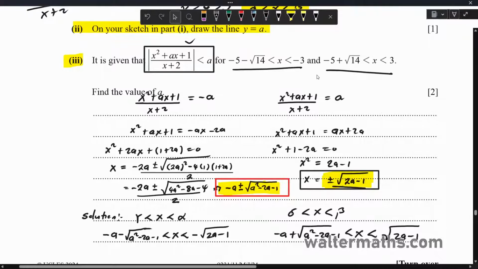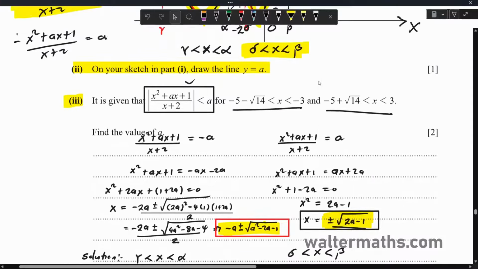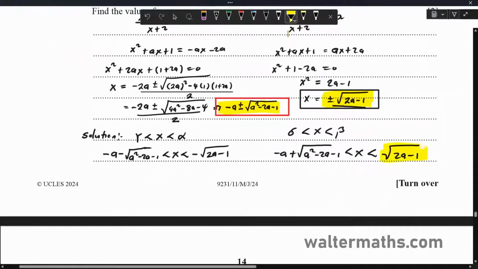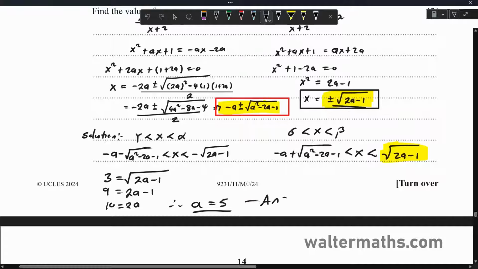And the other one is less than 3. So we can take any one, okay? We are now saying that, say, for example, if we take this 3, it corresponds to the square root of 2a minus 1. So we can just say 3 is equal to the square root of 2a minus 1, square both sides. So 9 is equal to 2a minus 1. So 10 is equal to 2a. Therefore, a is 5. So this is the answer. That's the value of a.